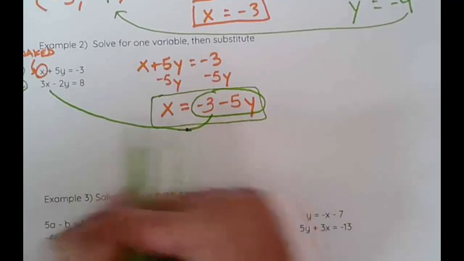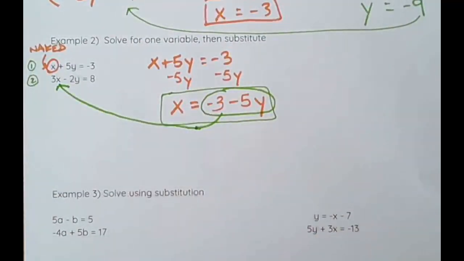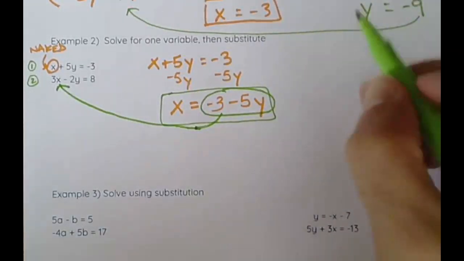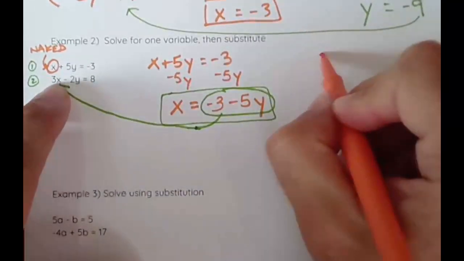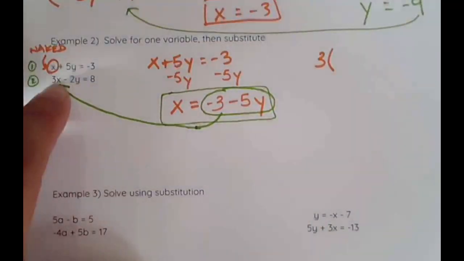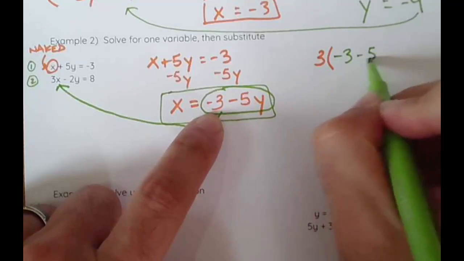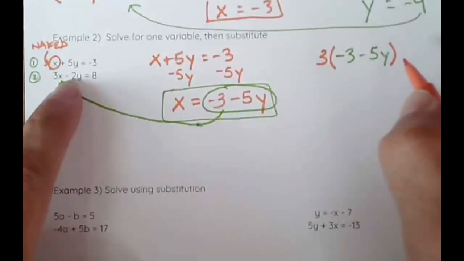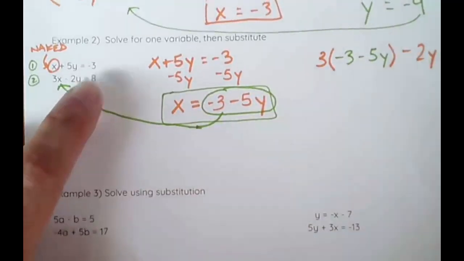for x. Now if I substitute this in correctly, I should be left only with y's. So let's see what we got here. 3 times x. So x is now not x, it's what x is equal to. So that's going to be the negative 3 minus 5y. So that's the substitution that we're doing. Minus 2y equals 8. I'm going to slide this back.